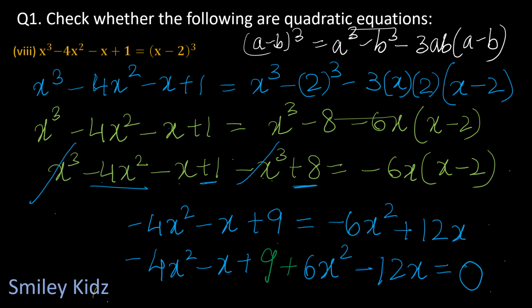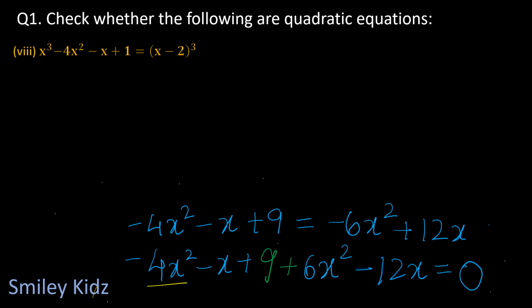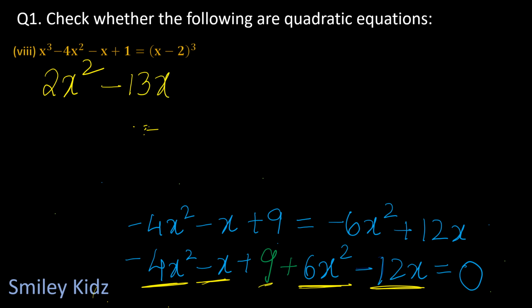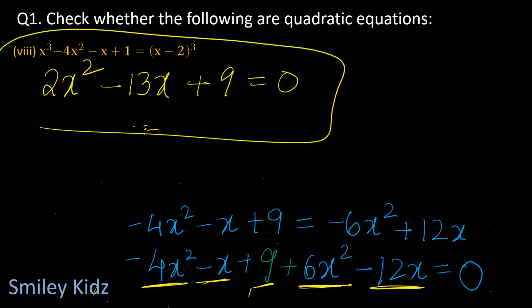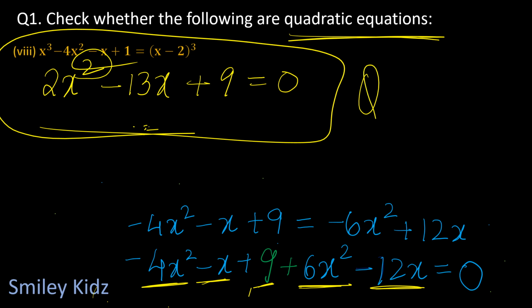What do you get? Minus 4x square plus 6x square is 2x square, isn't it? Then I have minus x minus 12x, which is minus 13x, plus 9 equals to 0. This is what we have arrived to. And tell me whether this is a quadratic equation. Well, it is, because its highest degree or the highest power is 2. Hence, the given equation is a quadratic equation.